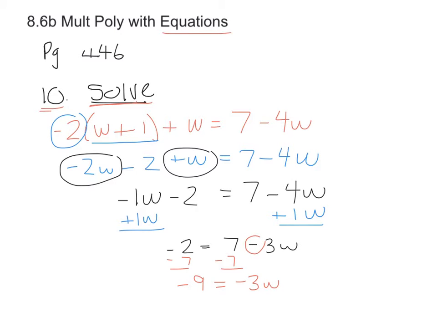Being really careful not to lose that -3, I'm just going to rewrite this last part. -9 = -3w. Divide both sides by -3. And my answer is -9 divided by -3 is a positive 3. So your answer is always going to be the variable equals something. In this case, just w = 3.